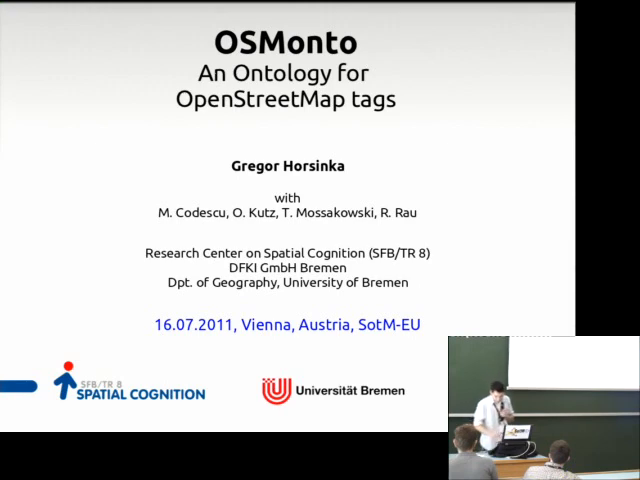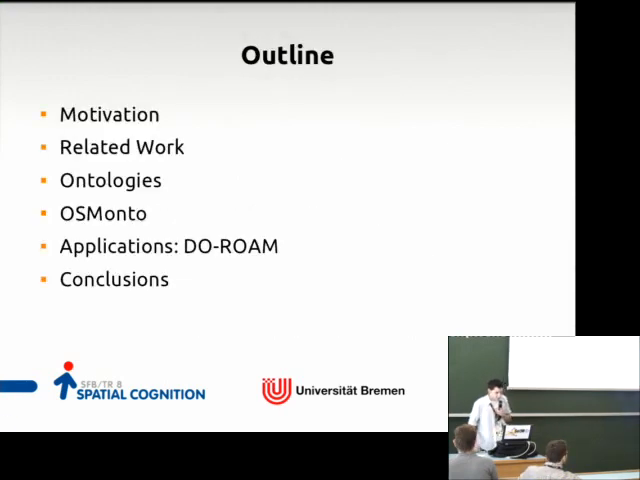Just a short outline, a bit formal. The motivation, related work, ontologies in general. Then our ontology, which has the great name Osmonto. Then the application, which is called Do Roam, where we used this ontology, and then some conclusions.